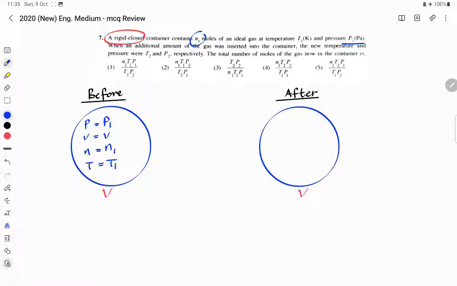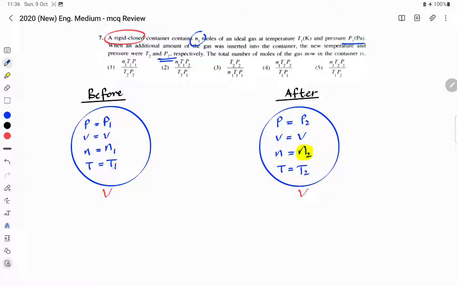Now after addition of, let's say, X amount has been added, so the new values P, V, N, T. The new pressure is P2, they have given it here. The volume doesn't change, it's the same volume. The number of moles will be, let's say, N2. They haven't given that, we have to find the N2 value. The temperature is T2.